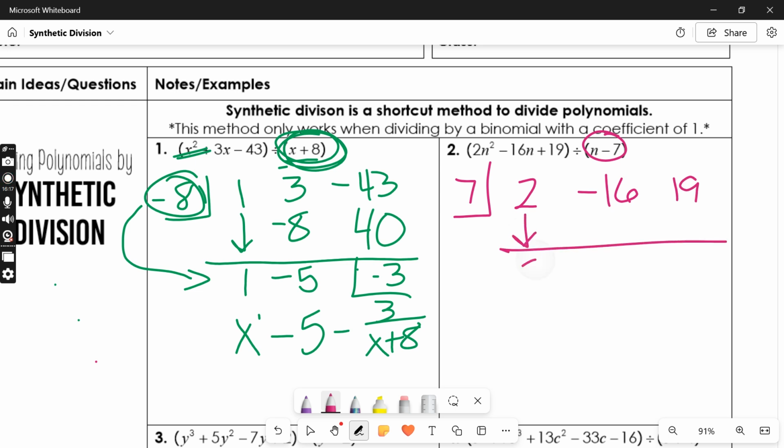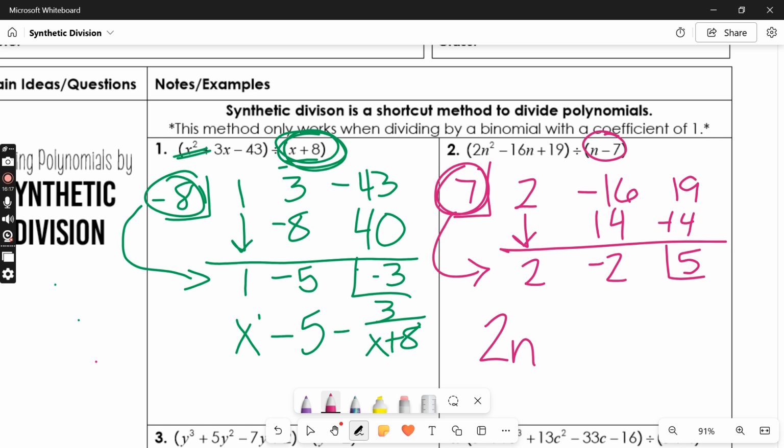I'm going to bring down the 2. And then I'm going to multiply this 7 times any number that gets put on this row right here. So 7 times 2 is positive 14. When I add those together, I get negative 2. 7 times negative 2 is negative 14. And when I add those together, I get positive 5. This started out as n squared, and I divided by n, so this would be 2n minus 2. And my remainder is positive, so I'm going to put plus 5 over n minus 7.